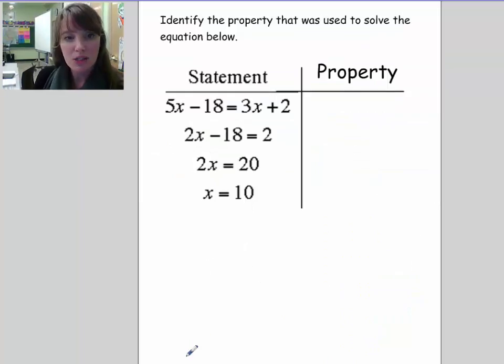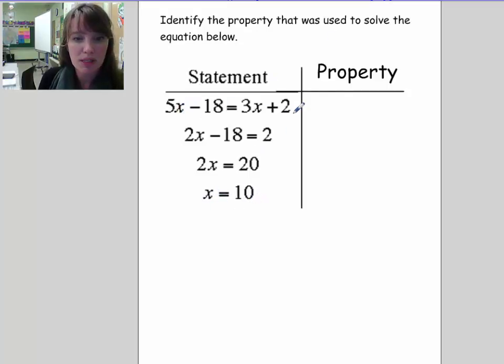Now, what you might be asked to do is look at statements on the left-hand side, and on the right-hand side, fill in a column by identifying the property that was used to solve the equation below. So we started out with two expressions equivalent to each other, and we solved it by getting x isolated.